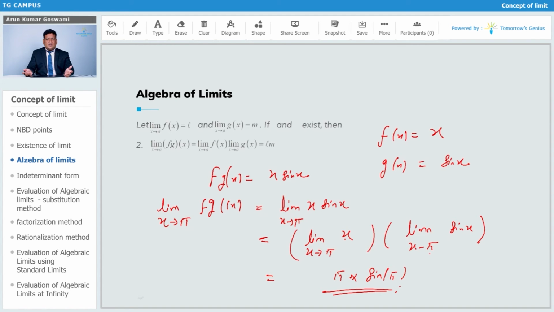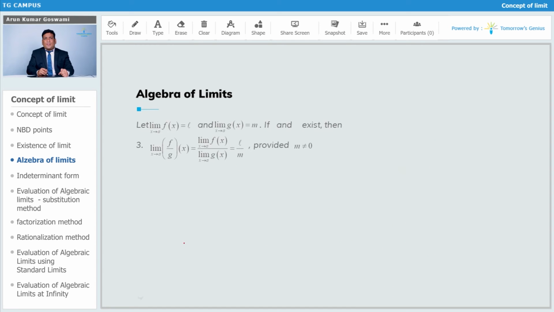We know sine of pi is nothing but 0, so the answer is 0. But my motive is not to show you the answer, just to show you how to apply the operation. Next, I have the algebra of limits, basically division. Let me take a different function: f of x as x square, and g of x as cos x.